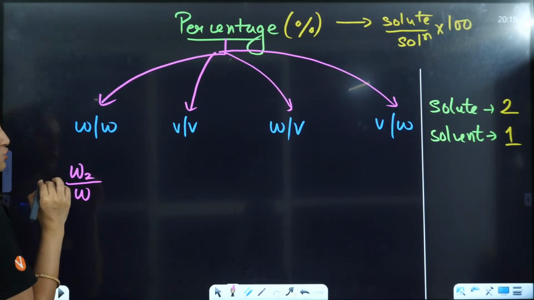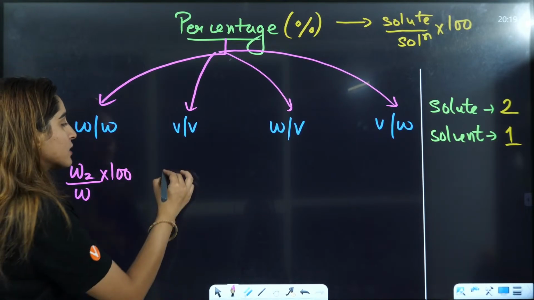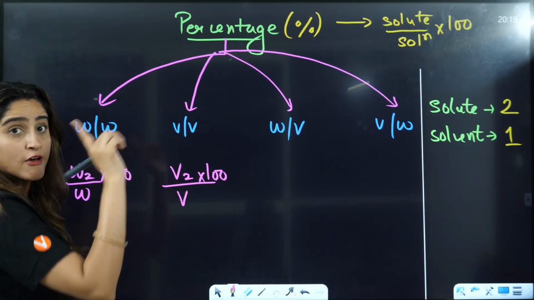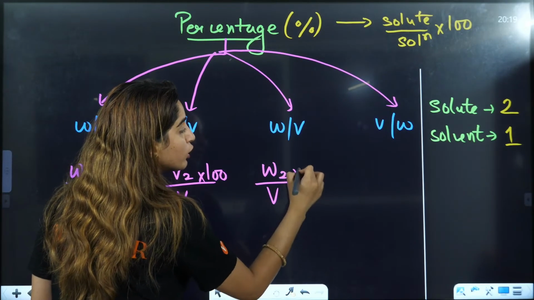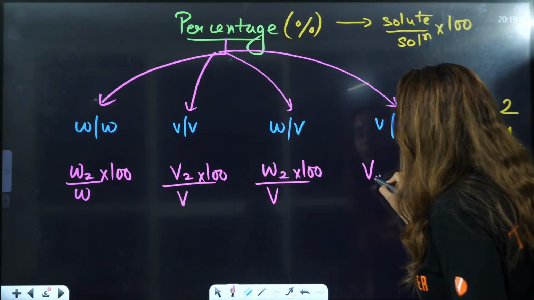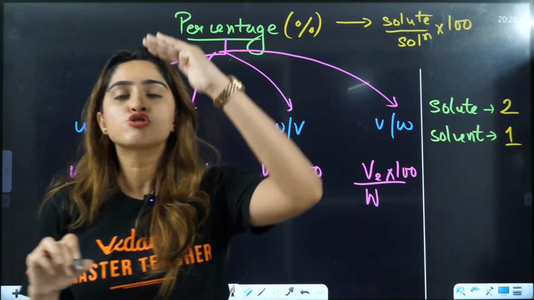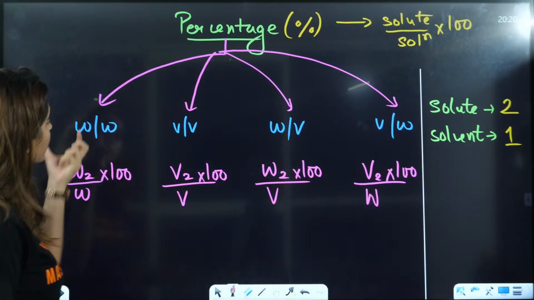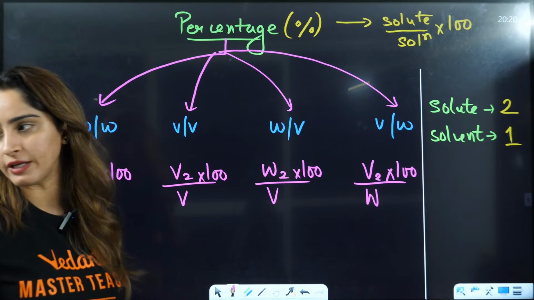Now when I'm writing it here, weight by weight will be weight of solute divided by weight of solution, multiplied by 100. Volume by volume is volume of solute divided by volume of solution multiplied by 100. Weight by volume is weight of solute divided by volume of solution multiplied by 100. And the last one is volume of solute divided by weight of solution multiplied by 100. So what we have done: solute by solution multiplied by 100 always. And whatever is given to you, according to that, you can put weight by weight, volume by volume, weight by volume, or volume by weight, right?